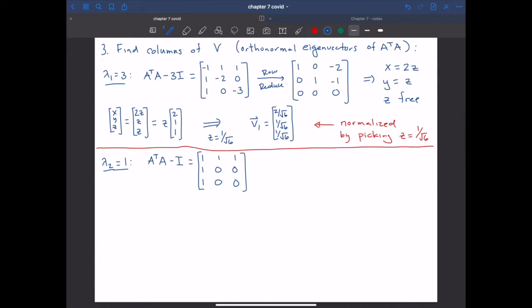And I get this matrix. And when I row reduce, I get the matrix 1, 0, 0, 0, 1, 1, and 0, 0, 0. So this one here tells me that x is equal to 0, y is equal to negative z, and again z is free.